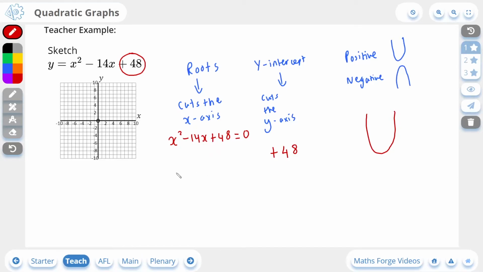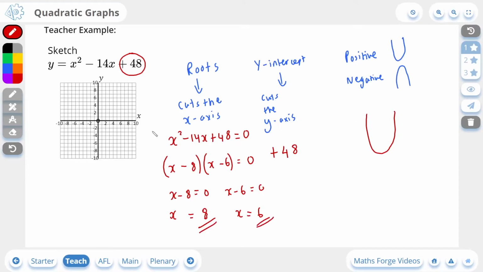So how do we solve this? I can see that this quadratic equation can be factorized into two brackets. We're going to have an x and an x, and two numbers that multiply to give us 48 and add to give us negative 14. These two numbers are going to be negative 8 and negative 6. So now solving for this equation, we're going to have x minus 8 is equal to 0, and x minus 6 is also equal to 0. Therefore, x is equal to 8, and x is equal to 6. And these are our roots.